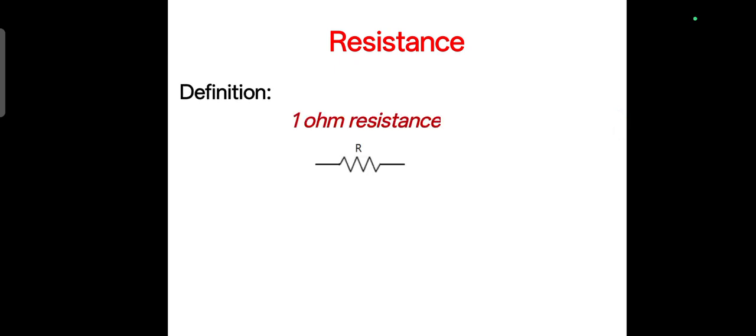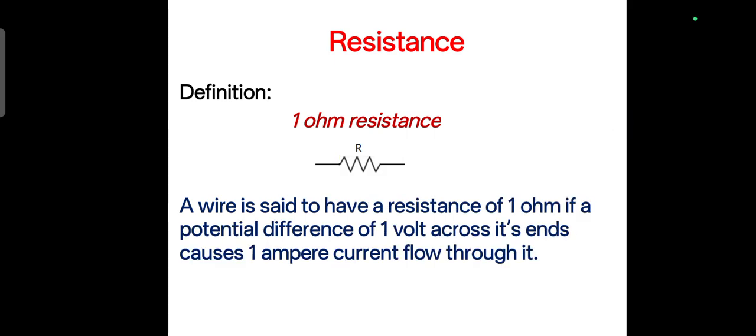So what is 1 ohm resistance? A wire is said to have a resistance of 1 ohm if a potential difference of 1 volt across its ends causes a current of 1 ampere to flow through it. Simply, if we provide a potential difference of 1 volt across the two ends of a wire and it causes 1 ampere of current to flow, then that wire has 1 ohm resistance.